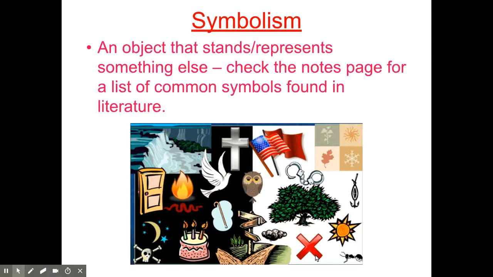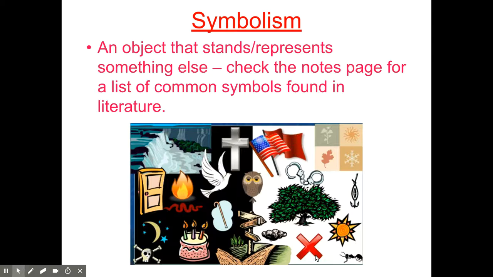Symbolism is one of my all-time favorites. I love it. And when you start breaking down common symbols in literature, you're going to have such a different understanding of what you're reading. A symbol is an object that stands or represents for something else. We definitely have notes provided, so you can always use those.